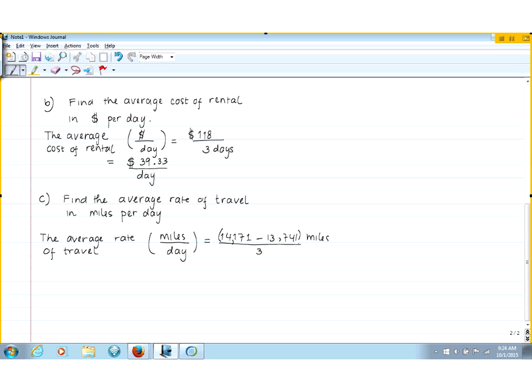So this is miles divided by 3 days. So what's this? 390 divided by 3 is 130 miles per day.